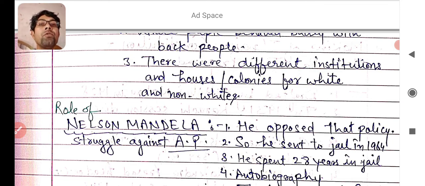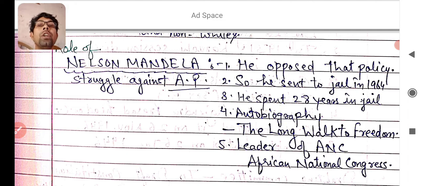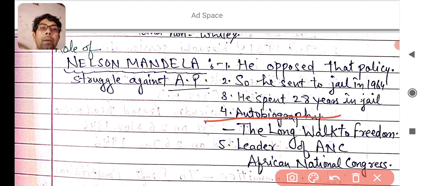After coming out of jail, he wrote an autobiography named The Long Walk to Freedom. It will also be an important question for objective type. What was the autobiography written by Nelson Mandela? The Long Walk to Freedom. And he was also the major leader of ANC, the African National Congress Party, that was opposing the apartheid policy.